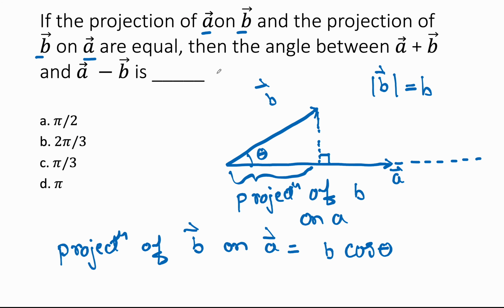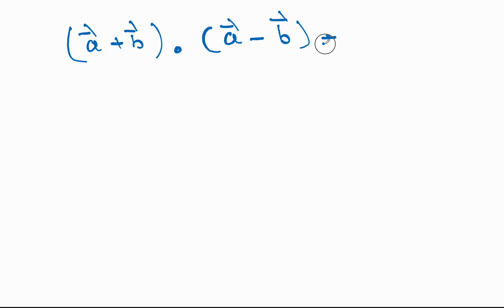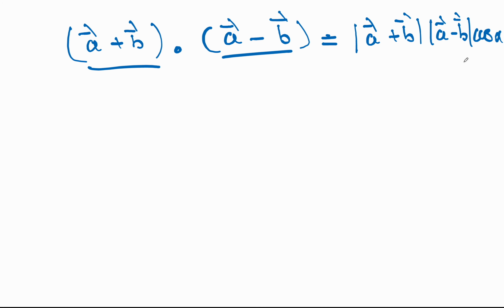Now what is asked is the angle between vector A plus B and vector A minus B. So let's say A bar plus B bar, and if we take the dot product of this with A bar minus B bar, we'll get the magnitude of A bar plus B bar, the magnitude of A bar minus B bar, and cos of, we'll not say theta because we already used it, some angle alpha between A plus B and A minus B. The angle is alpha.